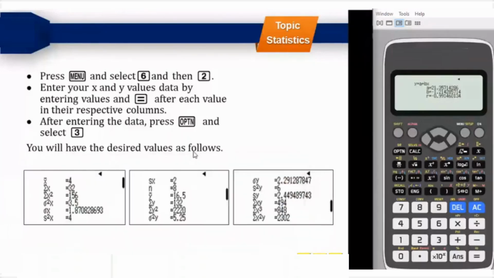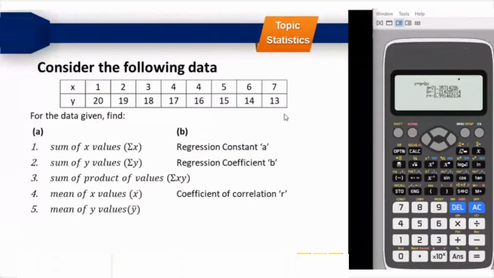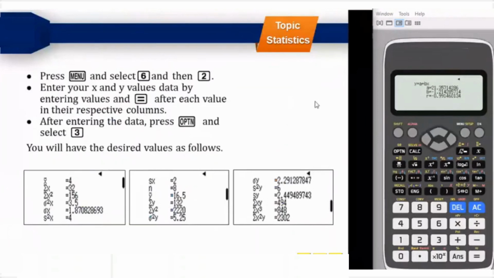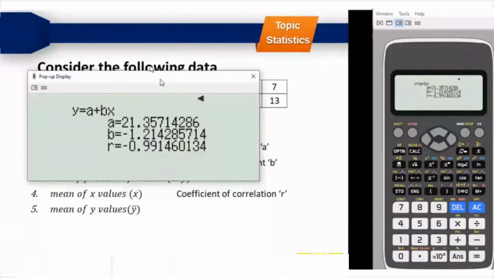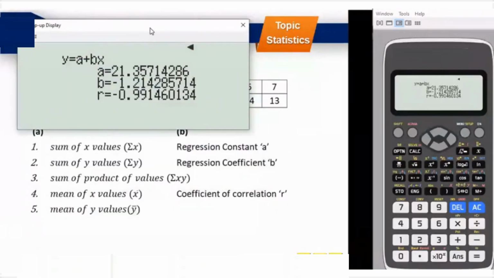So what do A, B, and R represent? A is regression constant A, B is regression coefficient B, and R is coefficient of correlation. So in some exams, you are supposed to find these values. And once again, it's a lengthy task to do all this. But with the help of the calculator, you just need to insert the data and automatically things are done for you.